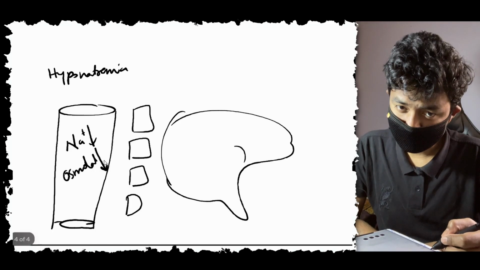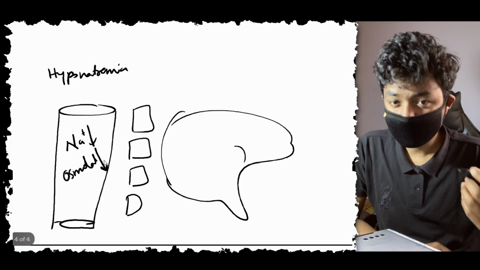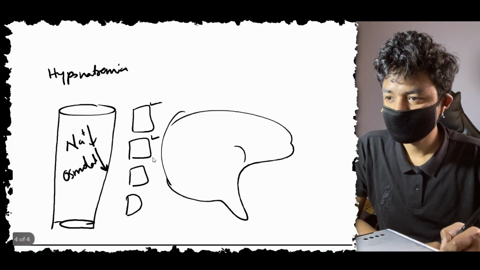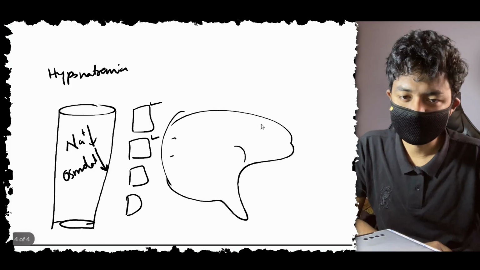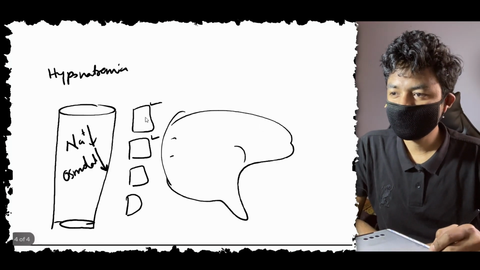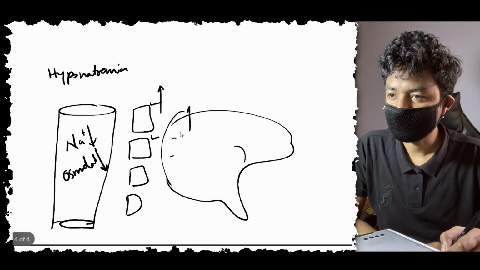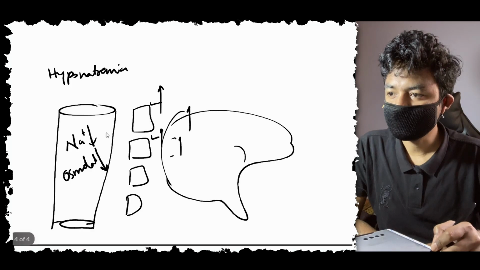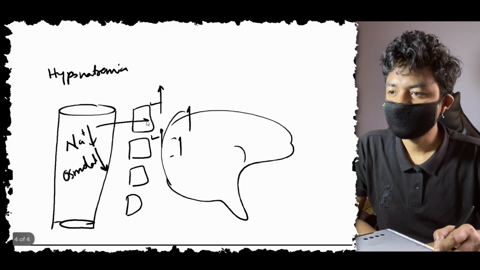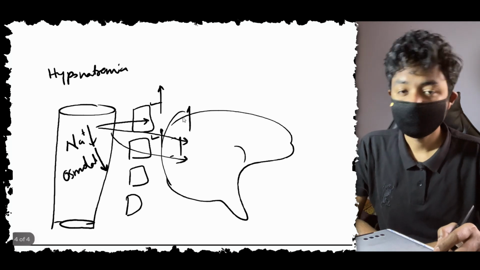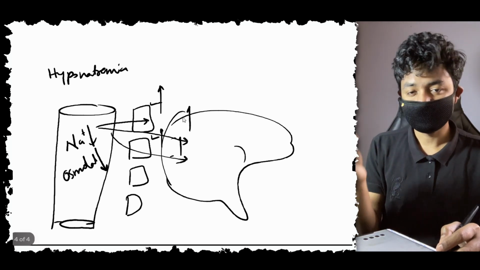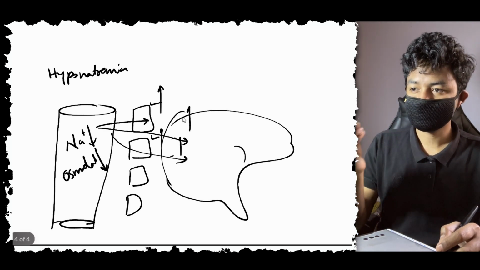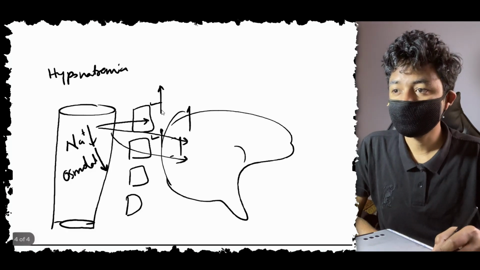Now if the osmolality in the blood is less compared to these cells, the brain cells or whatever, if the osmolality inside the cells is higher, what will happen? Water will enter here. So what will happen at the end? At the end, water will leave the plasma, the extracellular volume, and water will enter into the cells.